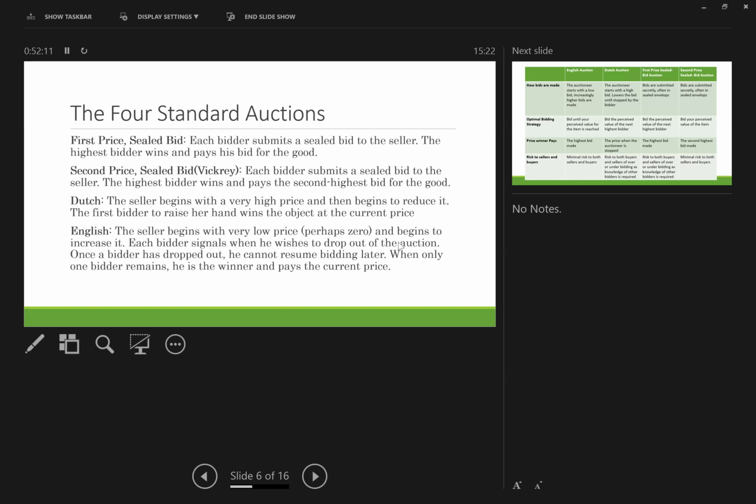Okay, so this is the second price. What the highest bidder pays is the second highest bid for the good and not how much he or she bidded. Then we have what we call the Dutch auction. For the Dutch auction, the seller can decide, let's start with 100,000. I think I should rather do the example with you guys.